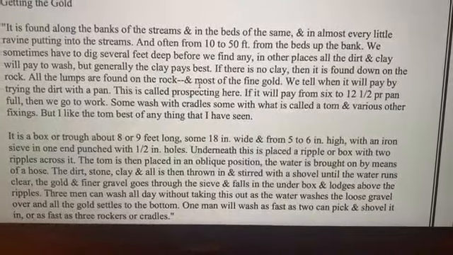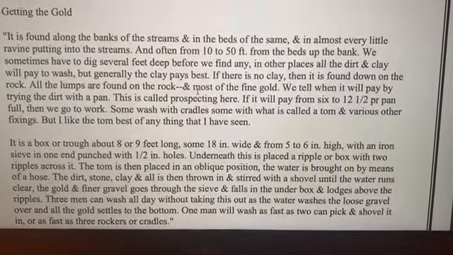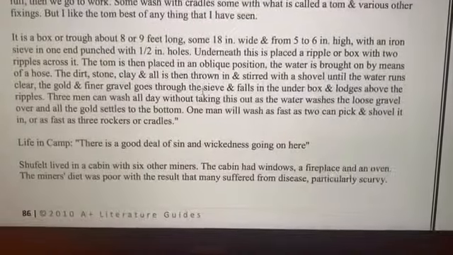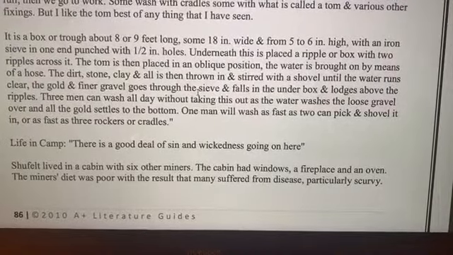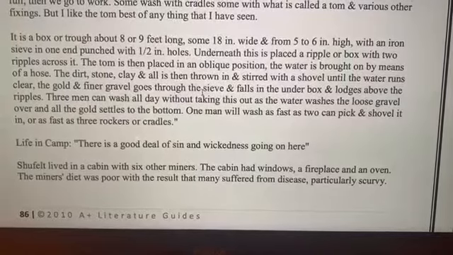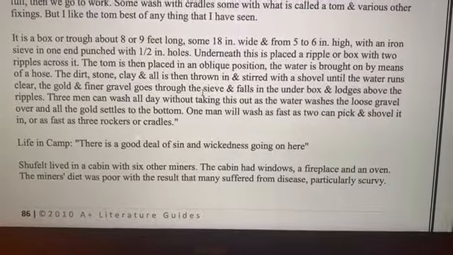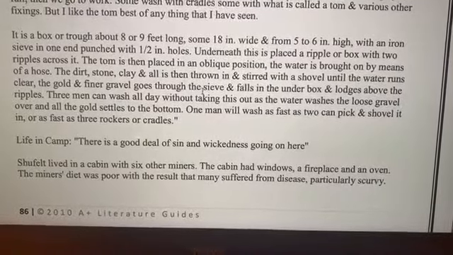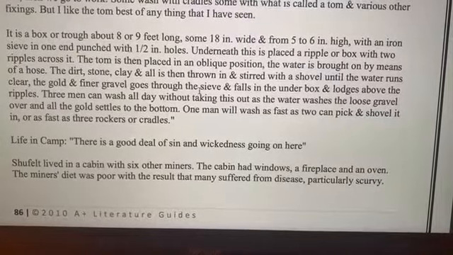Some wash with cradles, some with what is called a tom, and various other fixings. But I like the tom best of anything that I've seen. It is a box or trough about 8 or 9 feet long, some 18 inches wide, and from 5 to 6 inches high, with an iron sieve in one end punched with half-inch holes. Underneath this is placed a ripple or box with 2 ripples across it. The tom is then placed in an oblique position. The water is brought on by means of a hose.